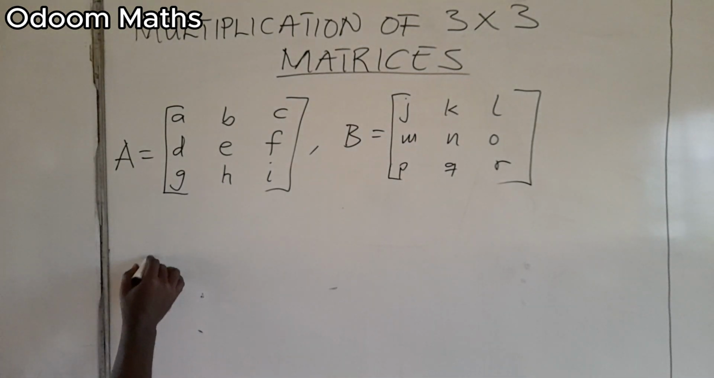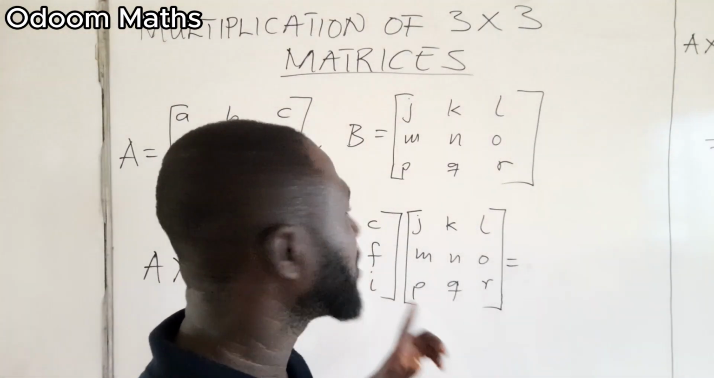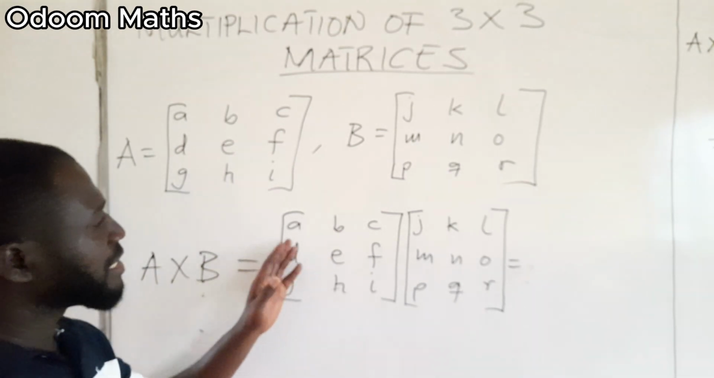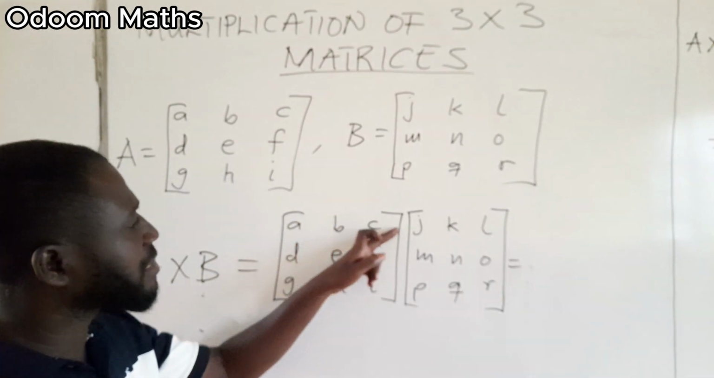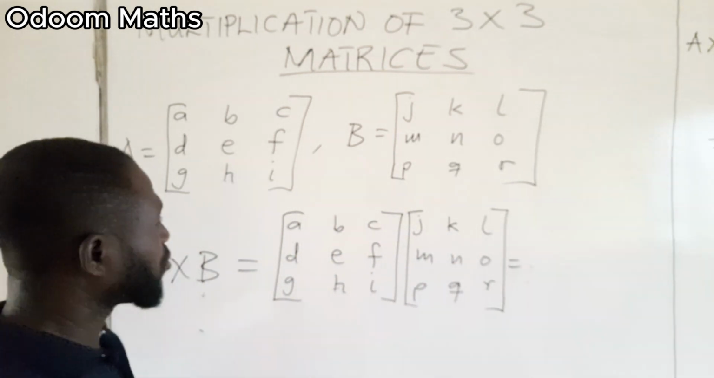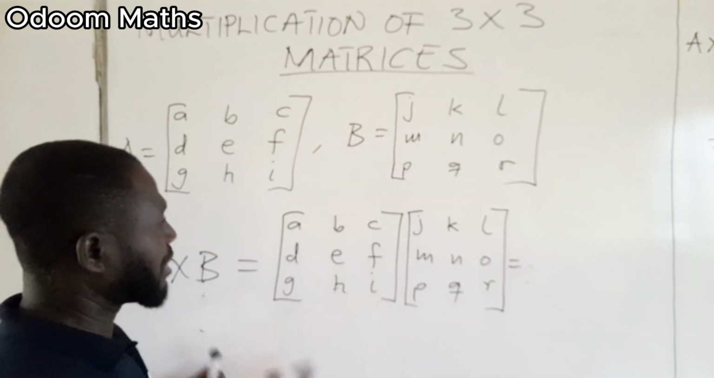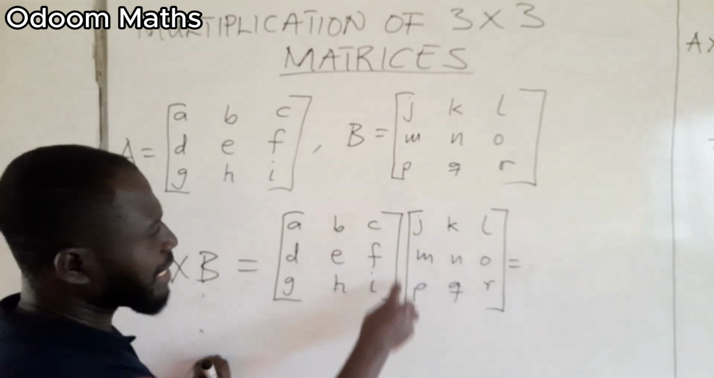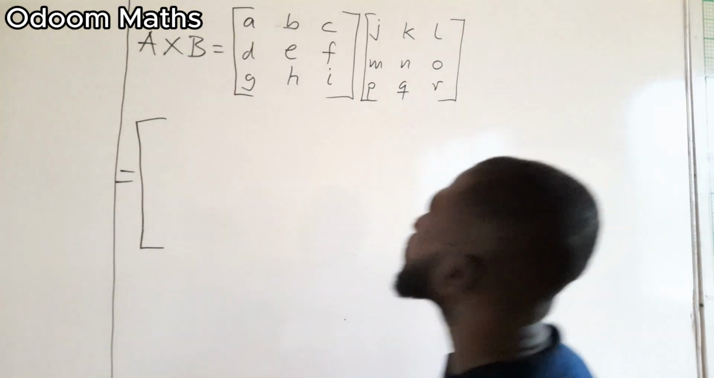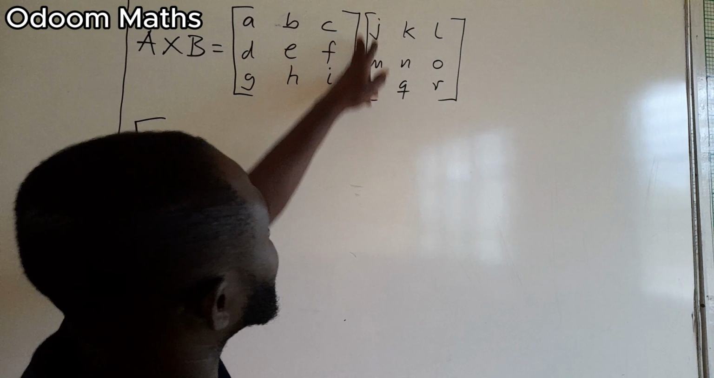Okay. So multiplying the two matrices. In multiplying these two matrices, what we have to do is, as usual, you take the first row of the first matrix to multiply the first column of the second matrix. So this is the first row of the first matrix, and this is the first column of the second matrix. So we take this to multiply this in that order. So let's see how we can do that.